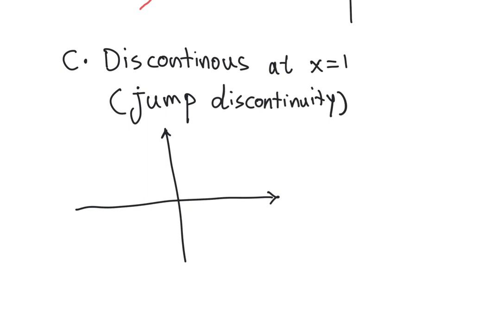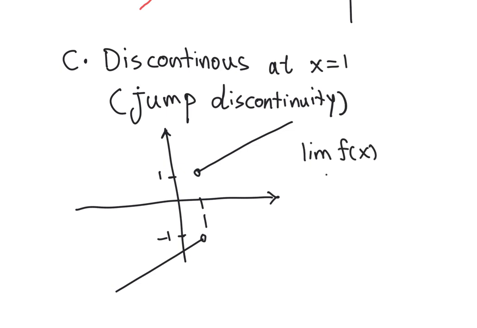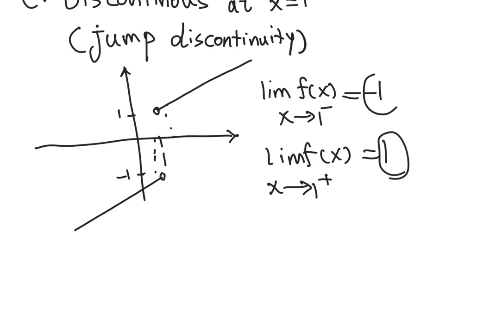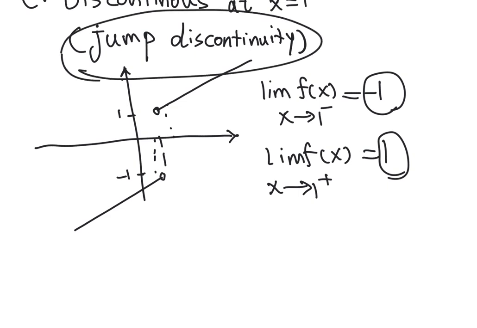Let me give you one example. For example, the limit of f of x as x goes to 1 from the left, as you see, is negative 1. But the limit of f of x as x goes to 1 from the right is positive 1. As you see, we got two different values for left and right, and the limit does not exist. So in this case, we have discontinuity, and it's called jump discontinuity.